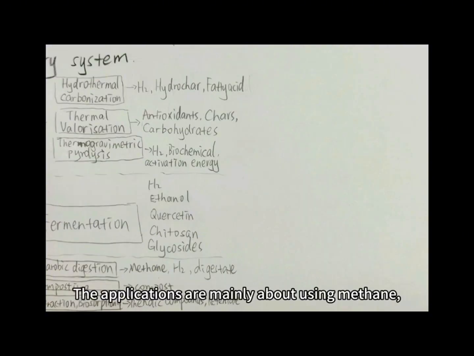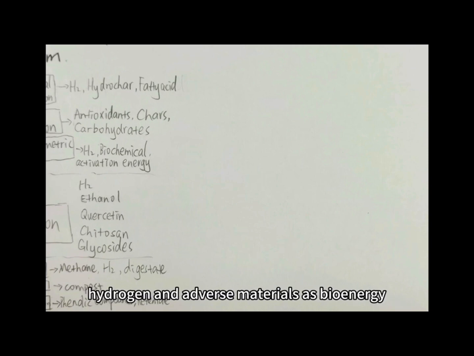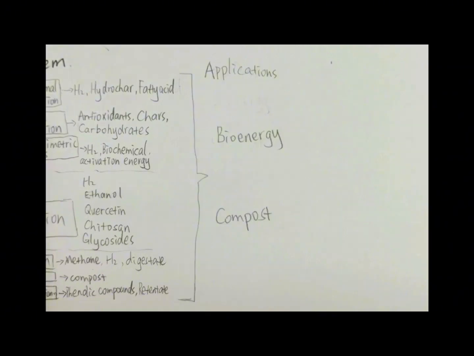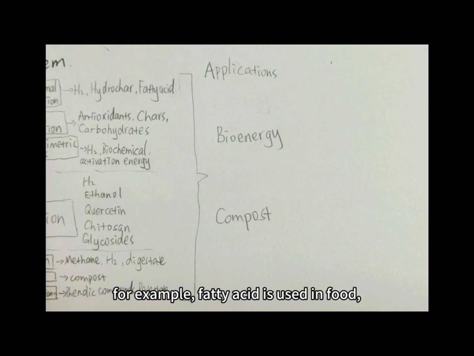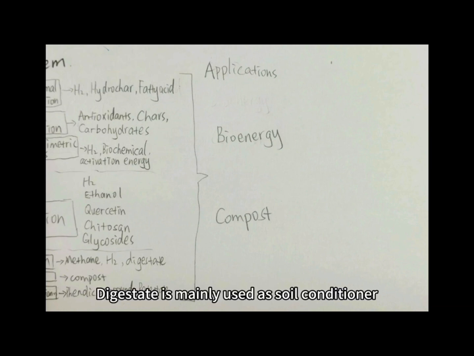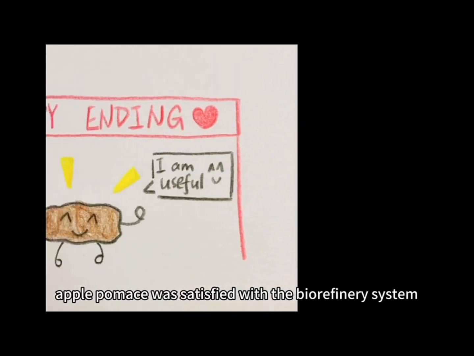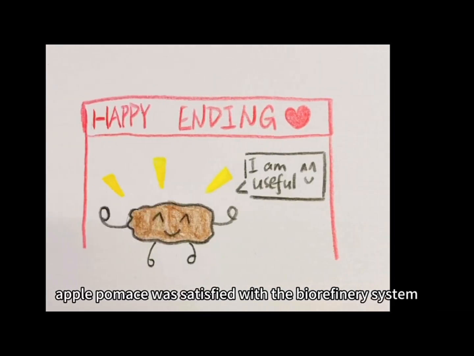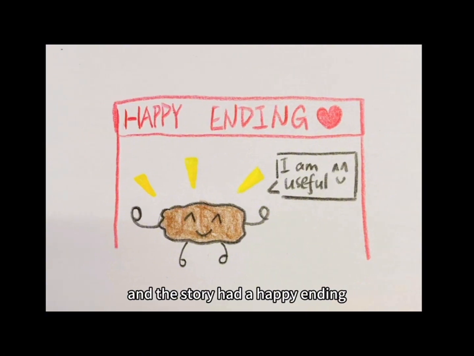The applications are mainly about using methane, hydrogen, and other materials as bioenergy, and using composts. There are also other usages of the products. For example, fatty acid is used in food, soap, and detergent production. Digestate is mainly used as soil conditioner. At the end, Apple Pomace was satisfied with the biorefinery system, and the story had a happy ending.